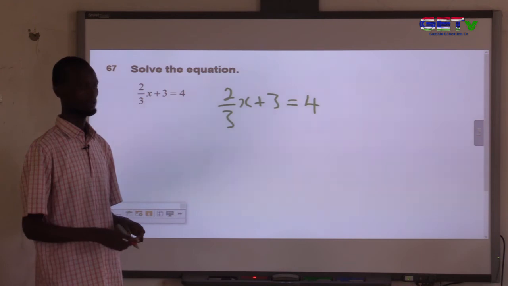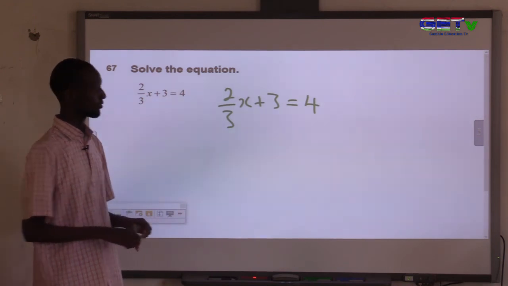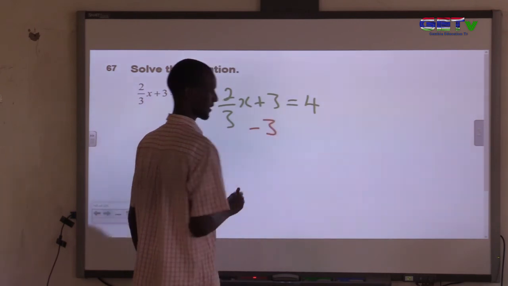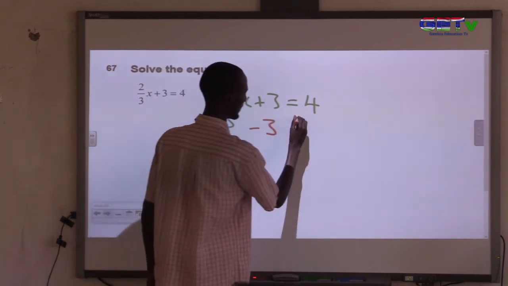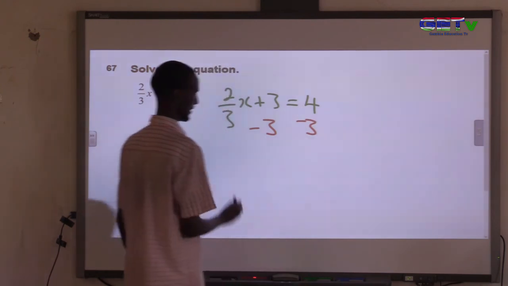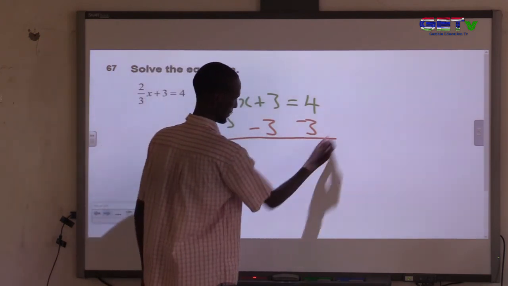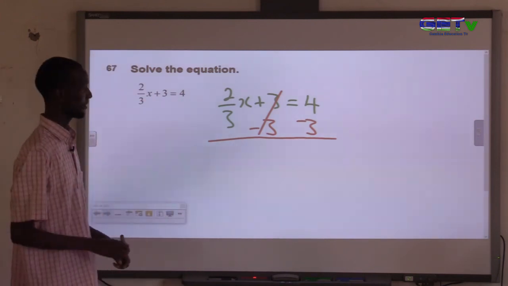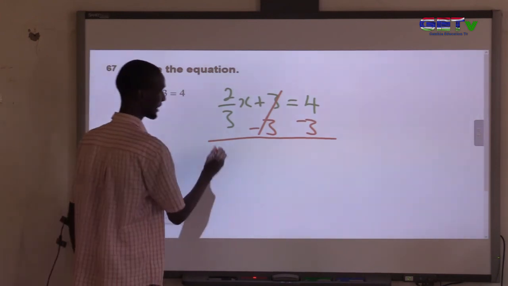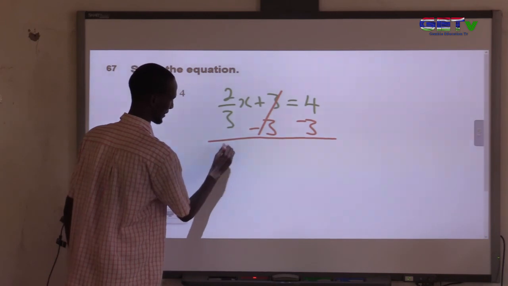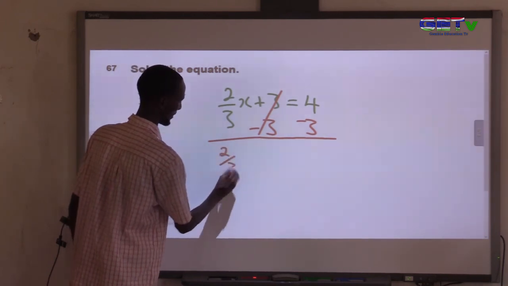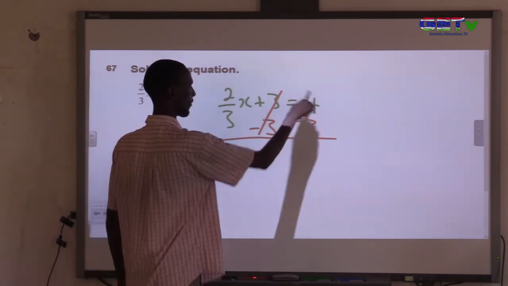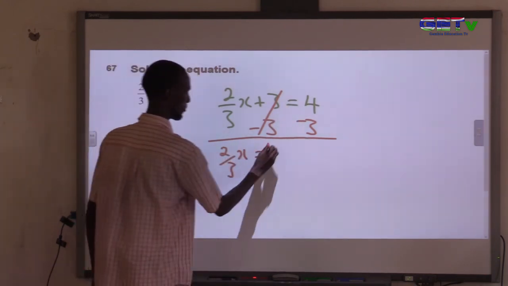The inverse to addition is subtraction. So therefore, I must subtract 3 from the left-hand side and also subtract 3 from the right-hand side. That way, the 3's will cancel out because 3 minus 3 is 0. And now I have still on the left-hand side 2 over 3x equals 4 minus 3, which would be 1.